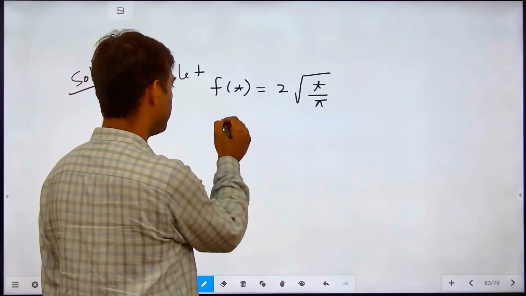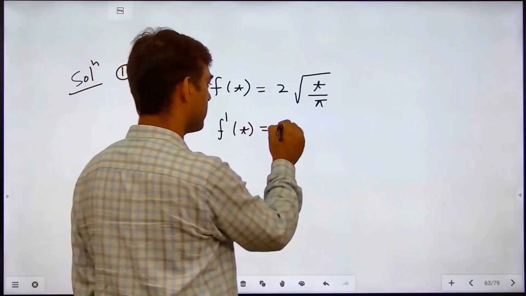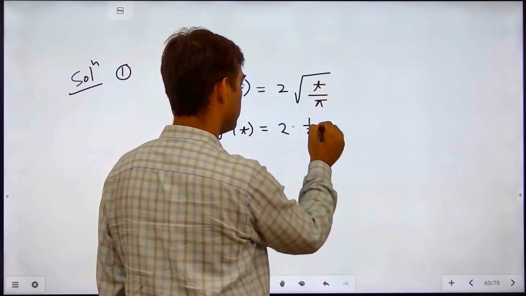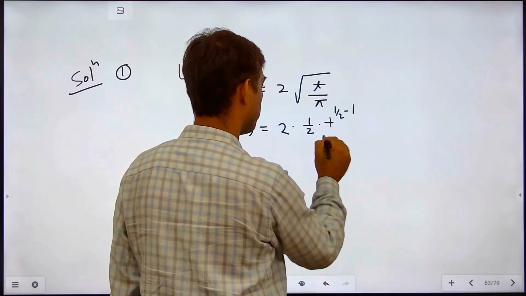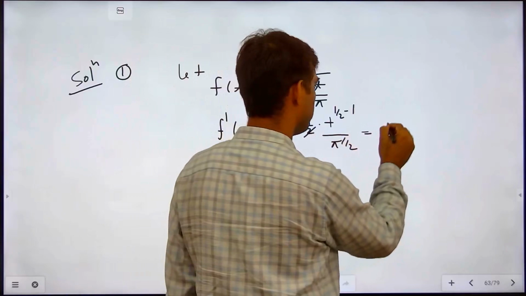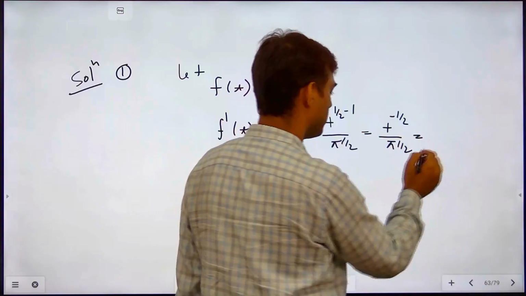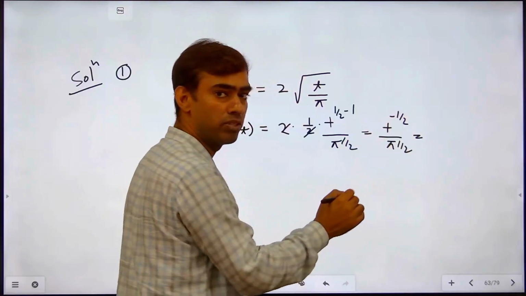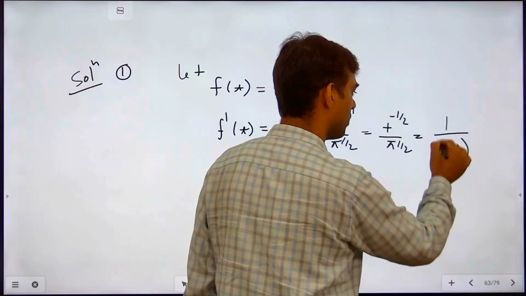Now what is f dash t? F dash t, the derivative of this one, is what? 2 times t to power 1 by 2, so 1 by 2 into t to power 1 by 2 minus 1 upon pi to power 1 by 2. If we simplify, this becomes t to power minus 1 by 2 upon pi to power 1 by 2. If we simplify more, t to power minus 1 by 2 goes into the denominator, so we may write 1 upon pi into t to power 1 by 2.